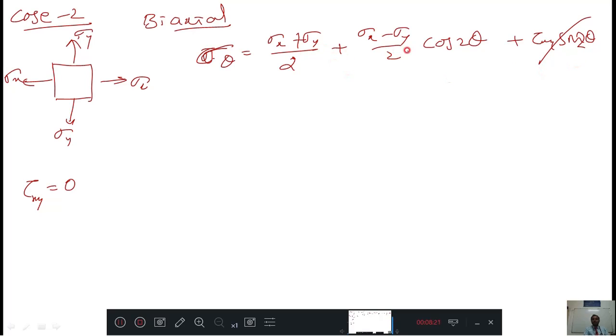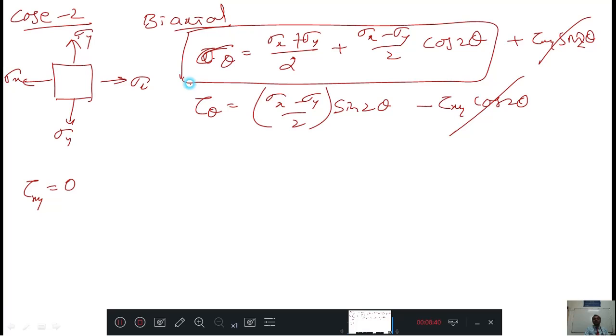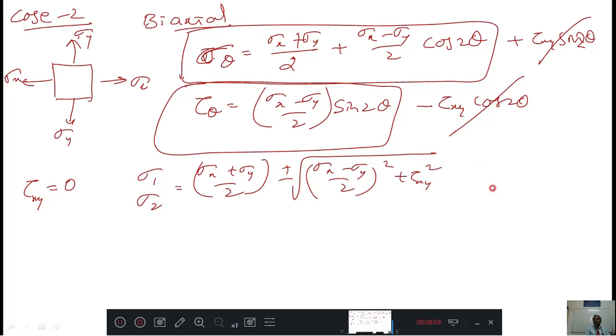This is the sigma theta equation. The tau theta equation will be sigma x minus sigma y by 2 sin 2 theta minus tau xy cos 2 theta. Again, the tau xy term is not there, therefore this is your equation. Then in the same case, sigma 1, sigma 2 will be sigma x plus sigma y by 2 plus or minus square root of sigma x minus sigma y by 2 whole square plus tau xy square. This is for the general case, but tau xy is not there.